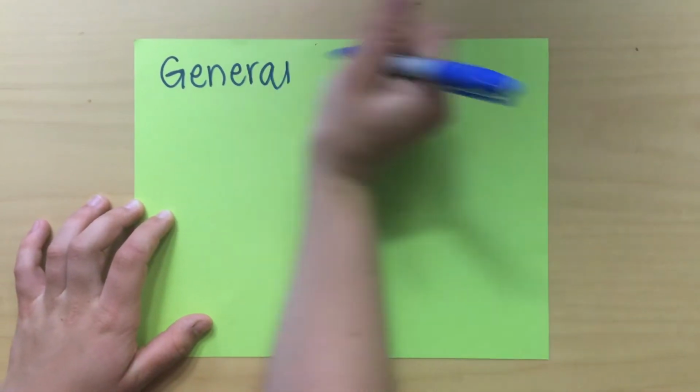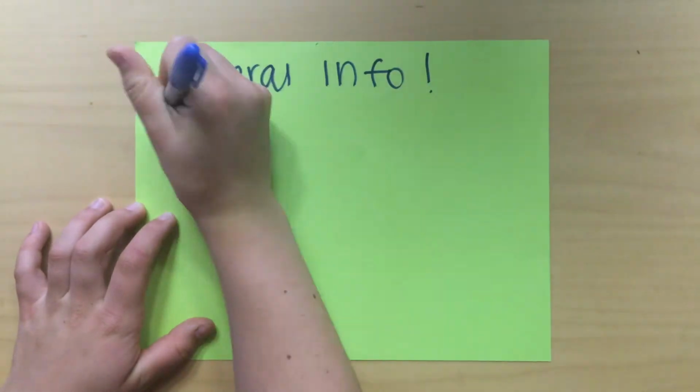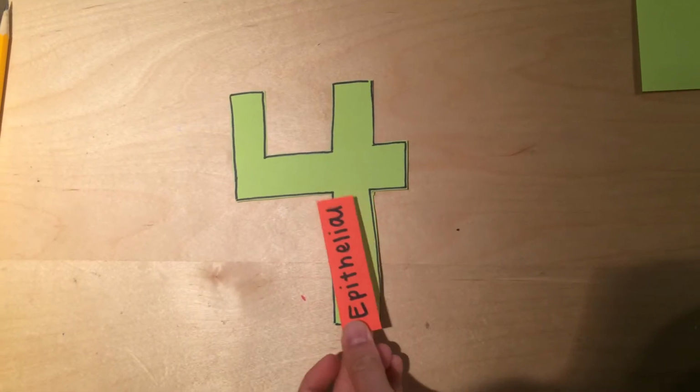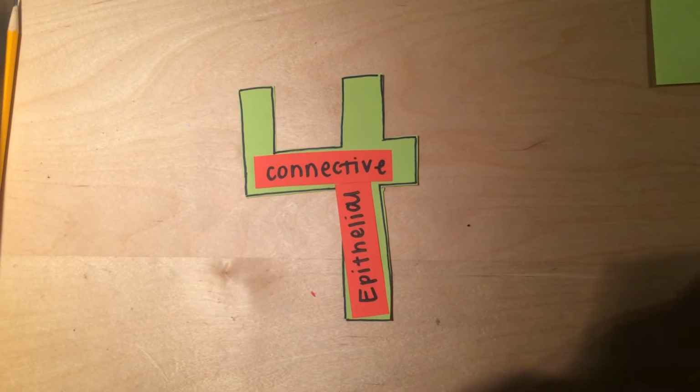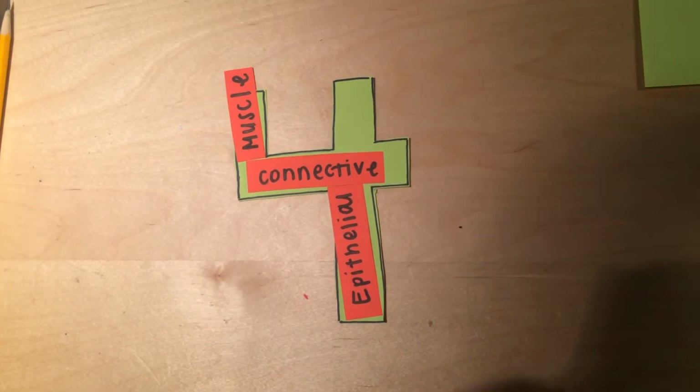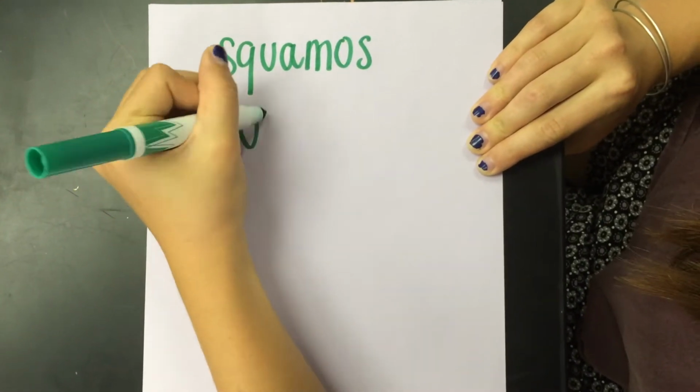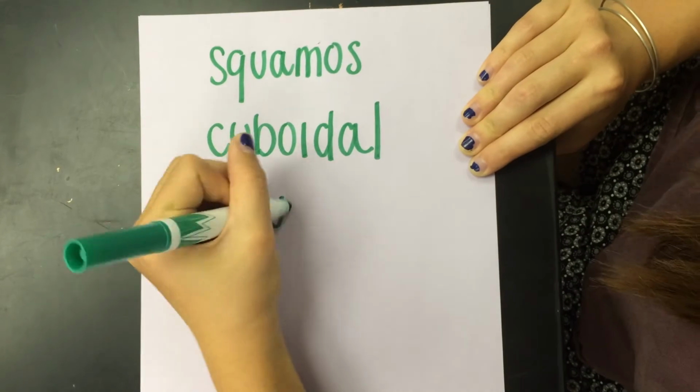Before we begin, I'll tell you some general information about histology. There are 4 basic types of tissue: epithelial, connective, nervous, and muscle. Epithelial is in 3 basic shapes: squamous, cuboidal, and columnar.